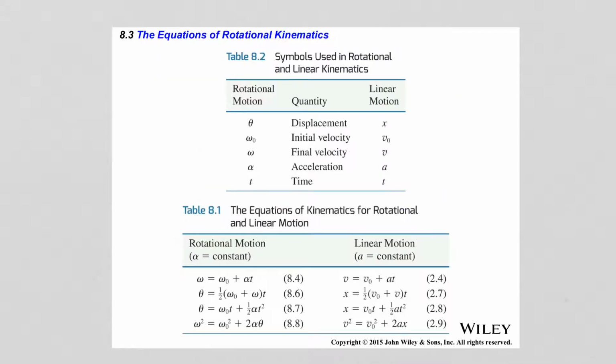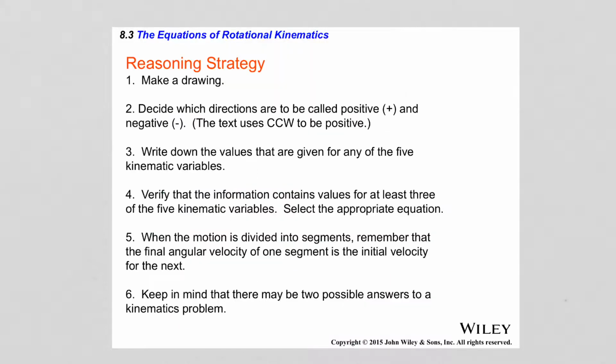Here is a table that matches the rotational motion variables with the linear motion variables. And here is another table which matches the linear kinematic motion equations with the rotational kinematic motion equations. So what is the reasoning strategy when you're dealing with rotational kinematic problems?